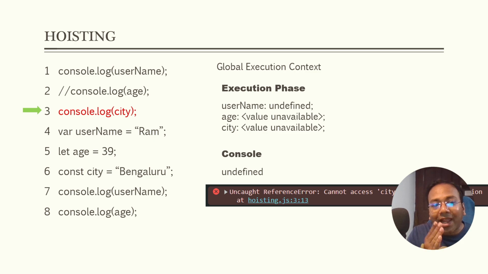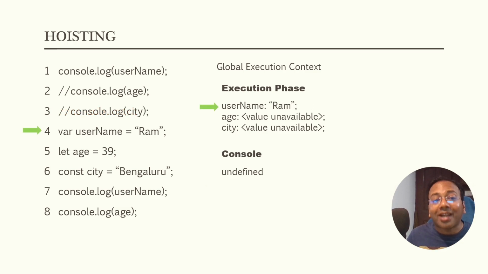Coming to the next line, it will go to line number 2, but I have commented this. Now coming to line number 3, you have pt, which is again a const based variable, and I am trying to access that one. As I told, it will error out. So uncaught reference error, cannot access city before initialization at line number 3. So that is what I have already demoed. Because of this error, you could not run through the program further.